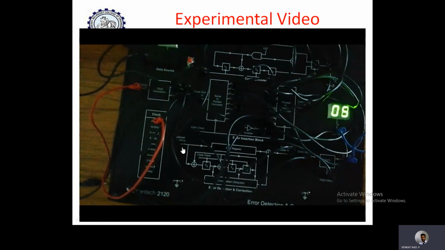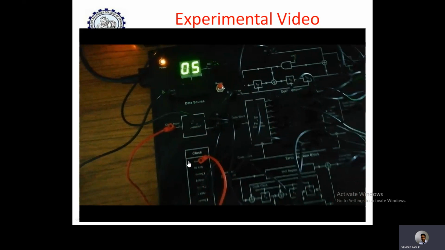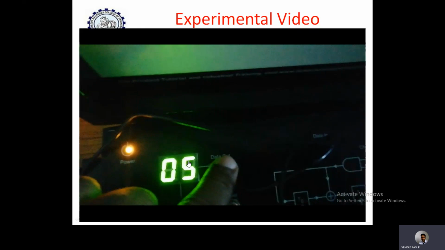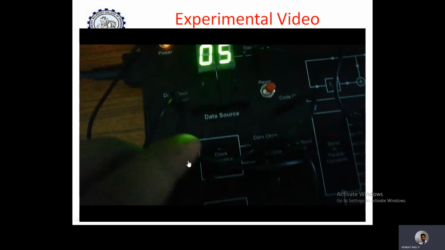Whatever I have said already about the hardware kit, the same connections are given. So the data and clocks are connected, the encoder output is connected, and all these parallel data values are connected to here, except the first bit position, which is connected to the NOT gate. And the code word output is connected here to the syndrome calculator and then to the decoder. Okay, don't worry about these wires, too many wires. Connections are very simple. Just observe what input you are giving, that is number 5 as 0, 1, 0, 1, and that is given to the input of the cyclic encoder.